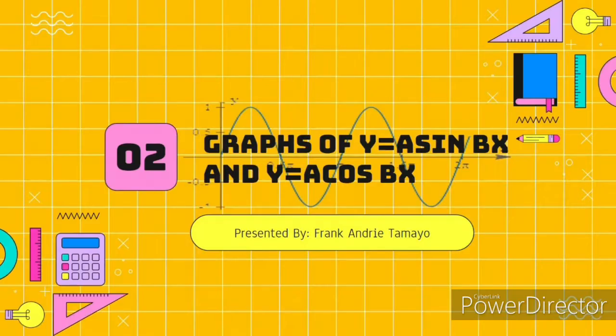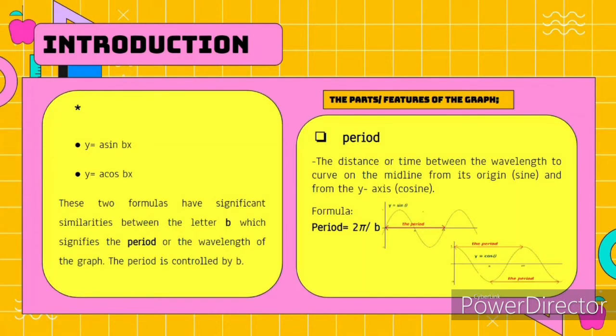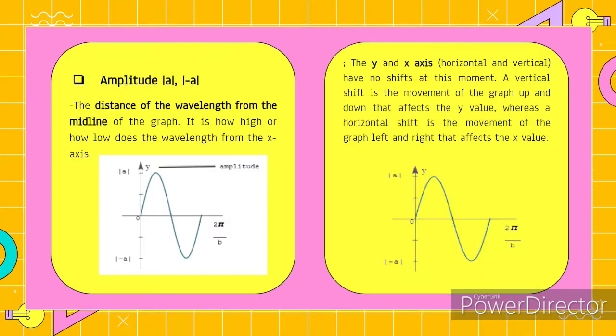For the next topic, it will be graphs of y equals a sine bx and y equals a cos bx. First, let us know the different parts and features of a graph. The period. Period is a distance or time between the wavelength to curve on the midline from its origin for the sine and from the y-axis for the cosine. As a result, the formula for the period is as follows. Period equals 2 pi over b.